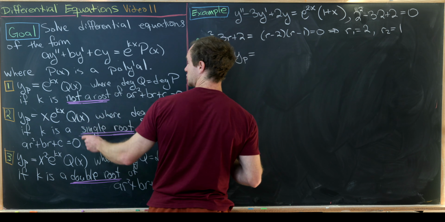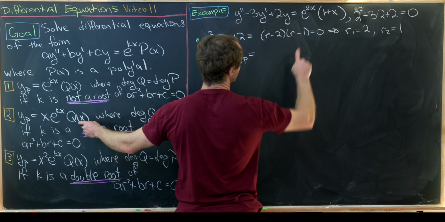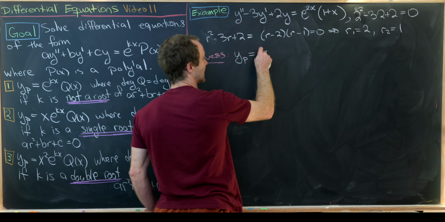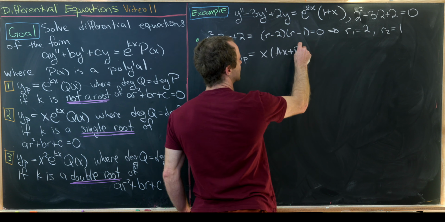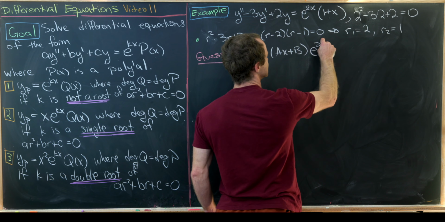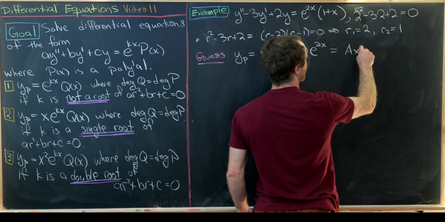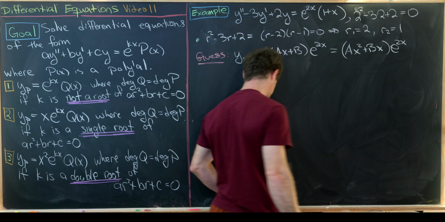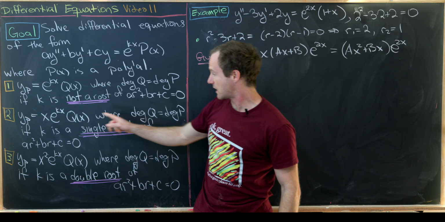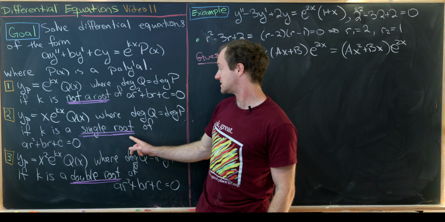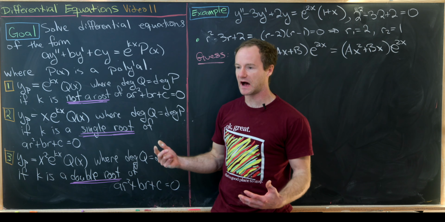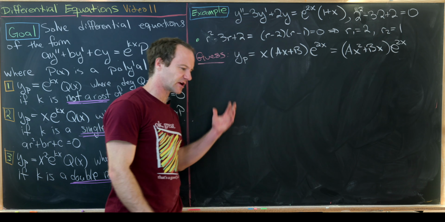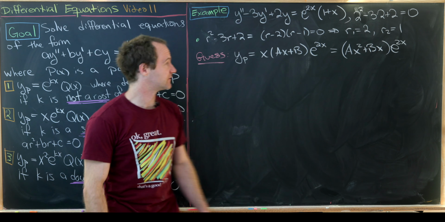yp, will be equal to x times a degree 1 polynomial, because this is a degree 1 polynomial, times e to the kx. So we've got x, a degree 1 polynomial, ax plus b, times e to the 2x. We can maybe write that as ax squared plus bx times e to the 2x. Notice here, that's why we have an x out here, because it's not just a polynomial of degree 1 higher, it's actually a multiple of x. There's no constant term here, and that's what we saw during our development of these strategies before.